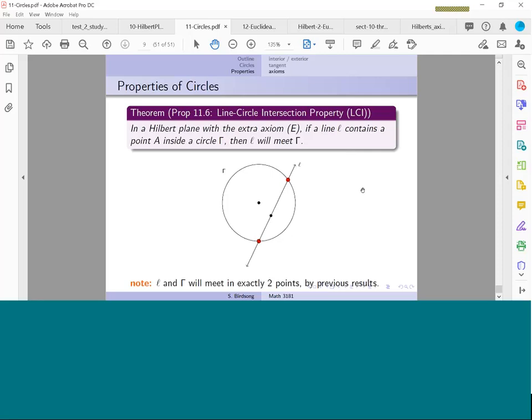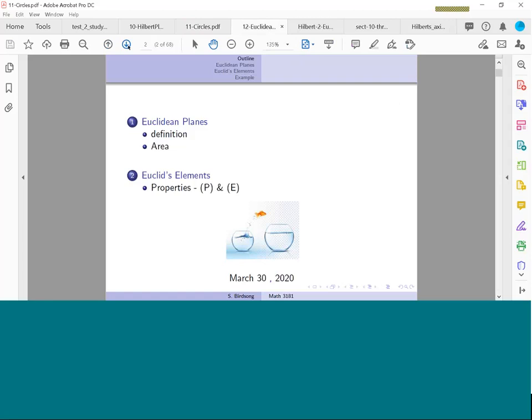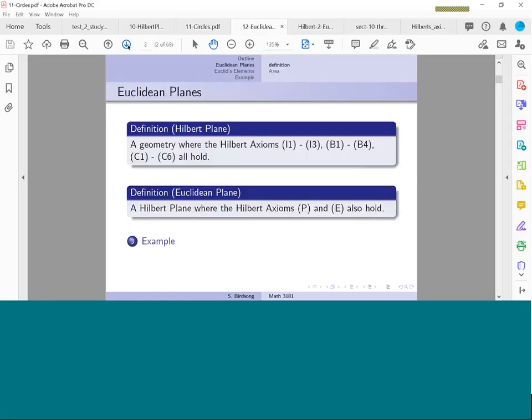So let us do the definition of a Euclidean plane. So that was everything from section 11 I'm going to talk about. I posted my full notes from section 11 on Canvas. If you want to look over extra details, you totally can.